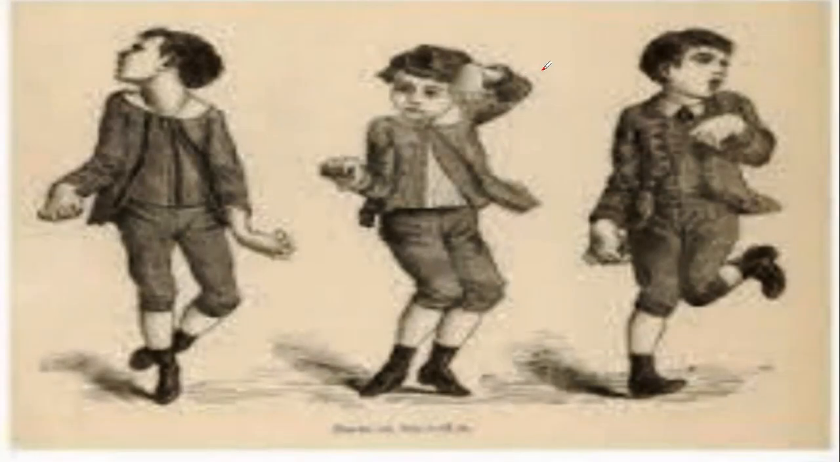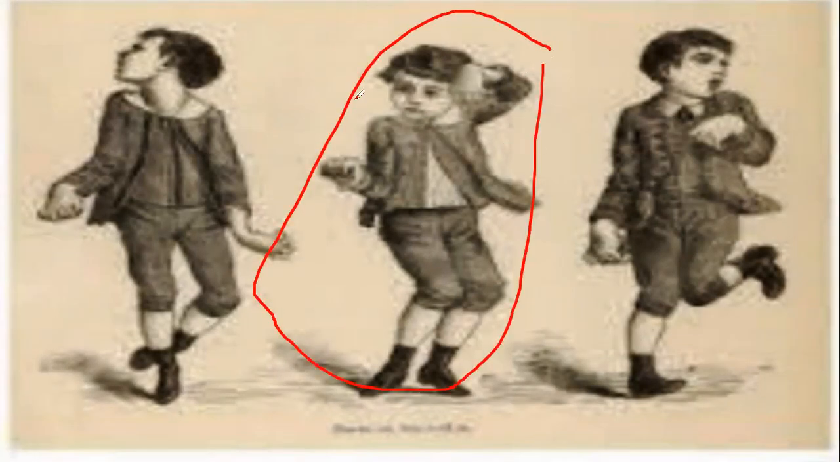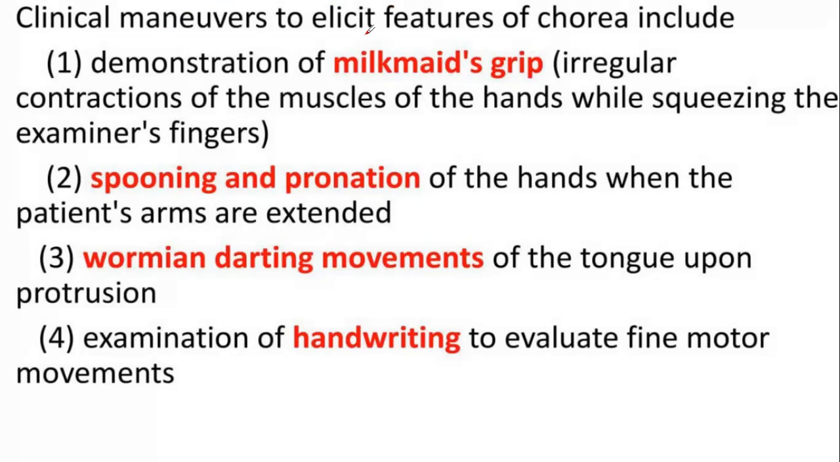Okay, so it was first observed in a girl known as St. Vitus, and she presented with the chorea, the aimless, purposeless movements. Okay, you might think she's dancing, but she isn't. So it was named St. Vitus's dance. Okay, so it occurs due to damage of the caudate nucleus. Now, how can you elicit features of chorea? You can demonstrate the milkmaid's grip, where you ask the patient to squeeze your fingers, and you will see irregular contractions of the muscles of the hand. You can also observe spooning and pronation of the hands when you ask the patient to extend the arms.